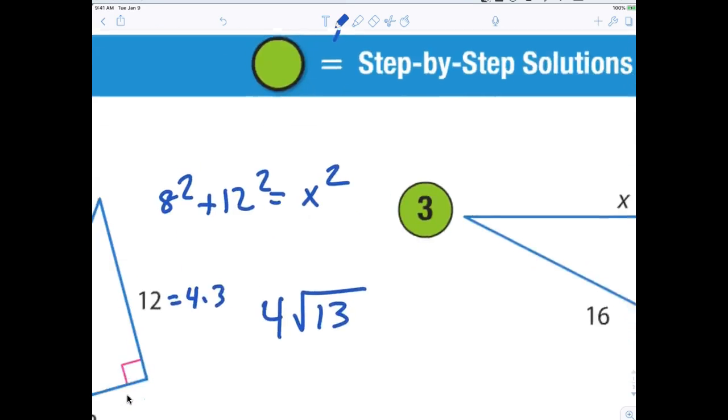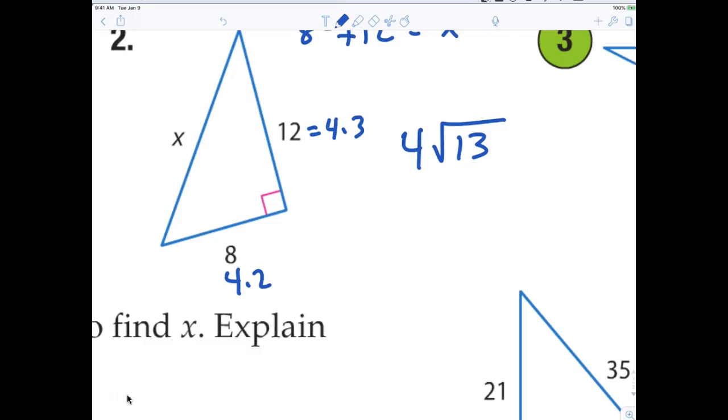All right? Question number 2. This was 4 times 2, 4 times 3. So this has to be 4 times whatever 2 squared plus 3 squared is. All right? So that would be 4 plus 9, which is what? 13. So it would be 4 radical 13.